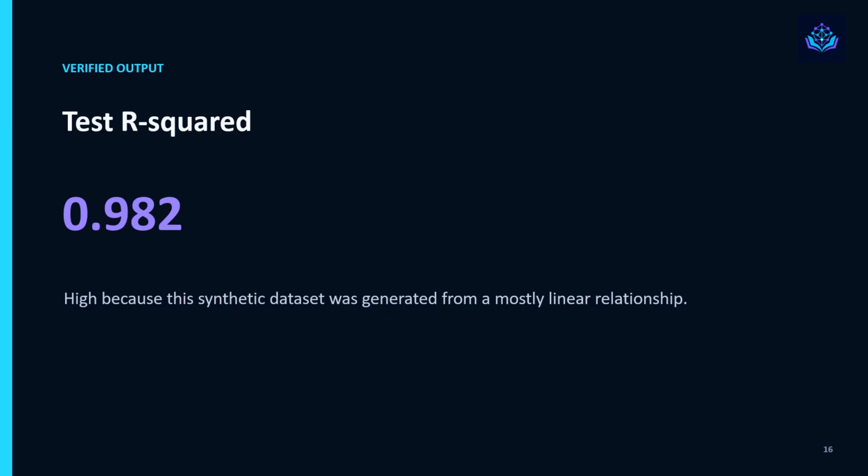The model's test R-squared is 0.982. In this controlled synthetic example, the linear model explains most of the variation in the test prices. That high score is expected because we created the data from a mostly linear relationship. It should not be treated as evidence that the same model would achieve this performance on messy real property markets.